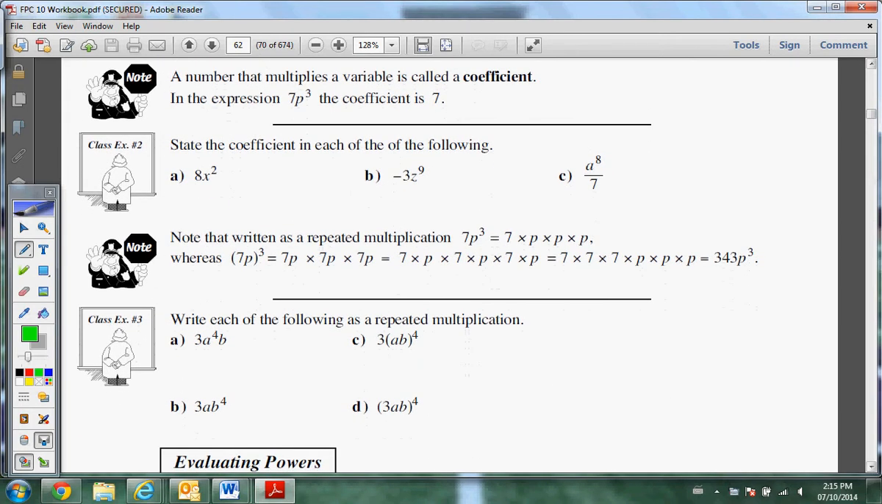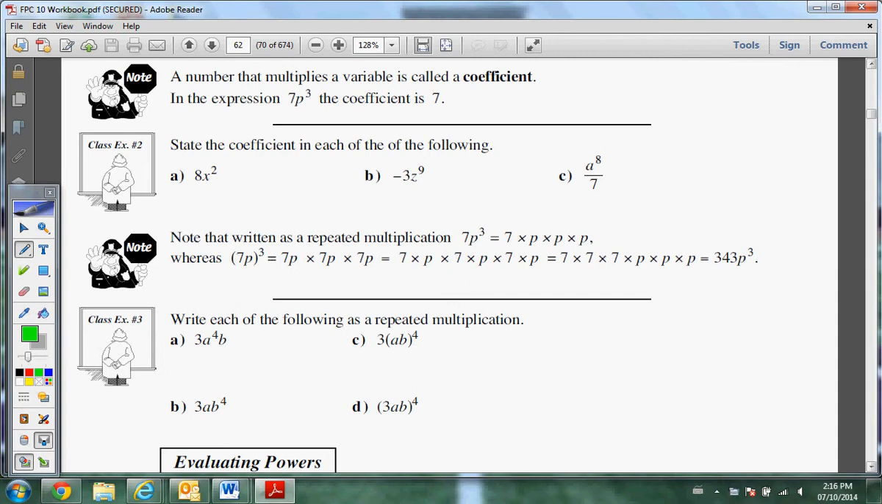All right, the number multiplied by a variable is called the coefficient. So the number in front. Remember, is the 7 being cubed? No, the 7 is not being cubed unless there are parentheses there. If there are parentheses around both, then the whole thing will be like a package being cubed. Right now, just the p is being cubed, so we call 7 our coefficient. Your coefficient is the number in front of your variable.